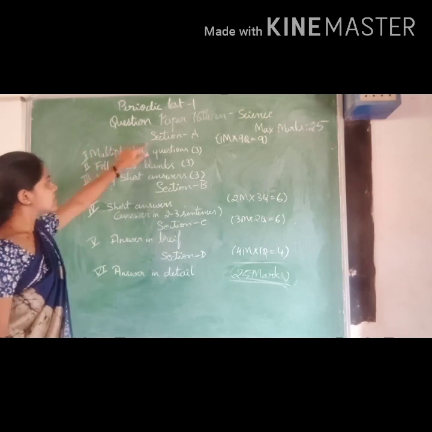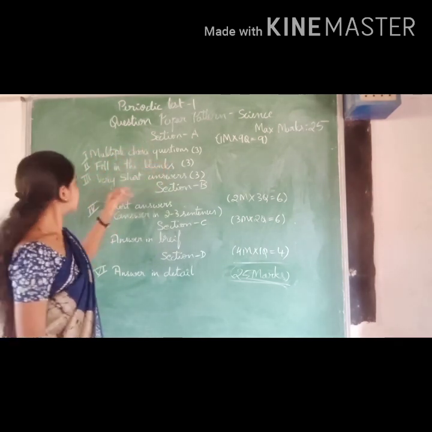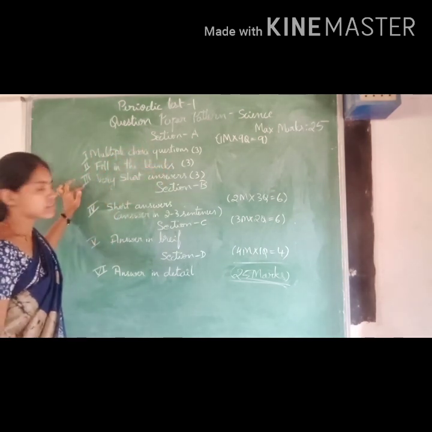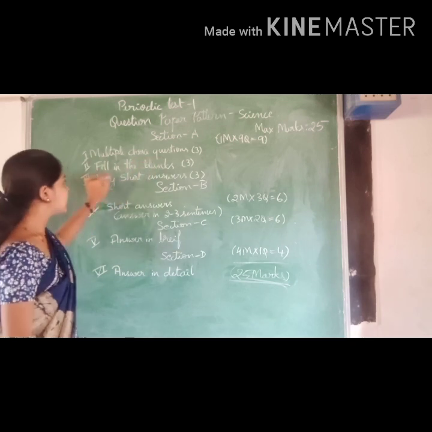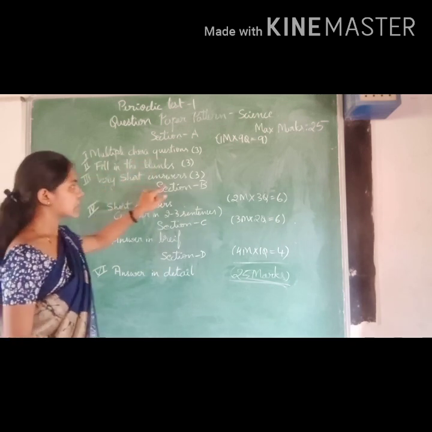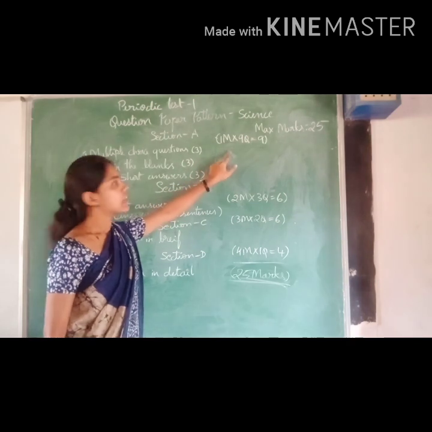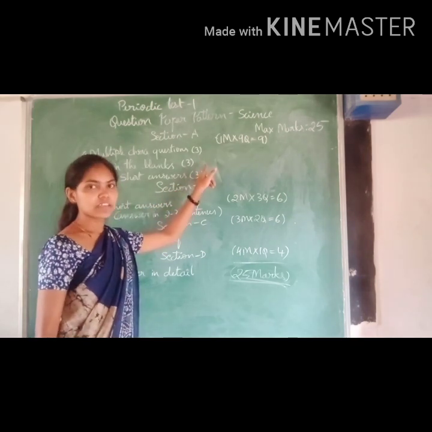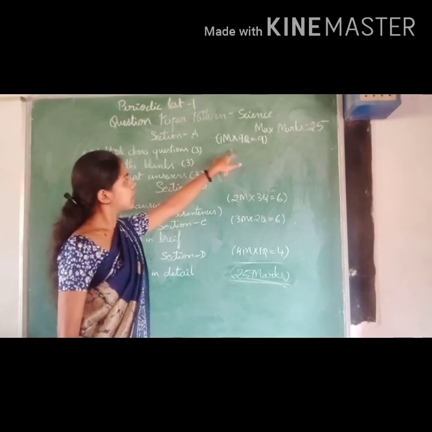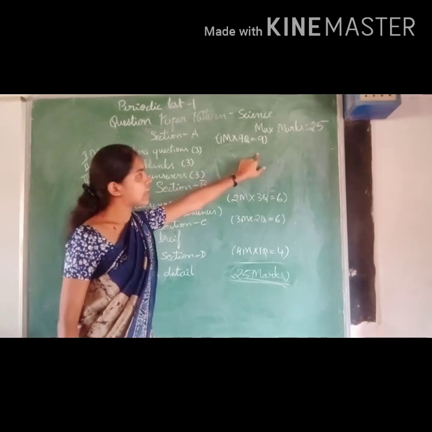In section A there are 3 parts: multiple choice questions, fill in the blanks, and very short answers. So there are 9 questions. Each question carries 1 mark. So 1 mark, 9 questions, total 9 marks.